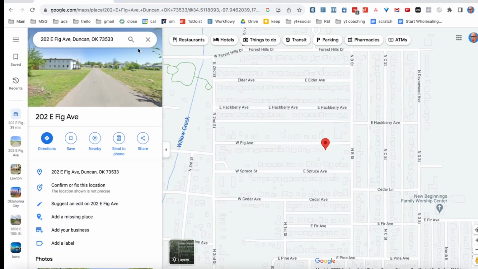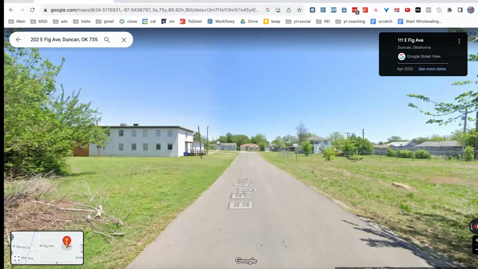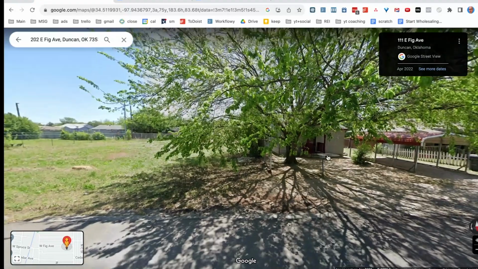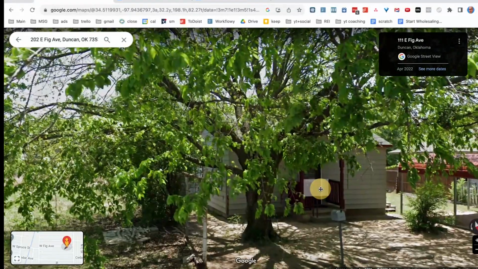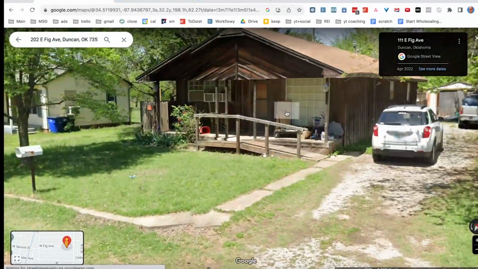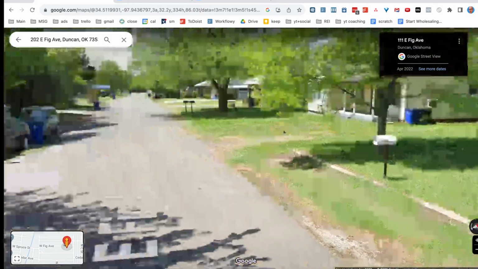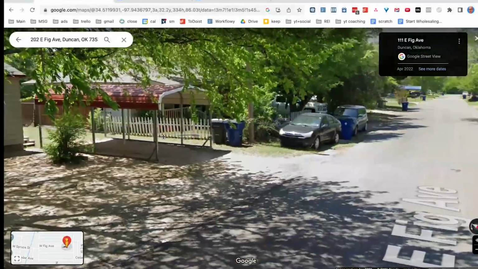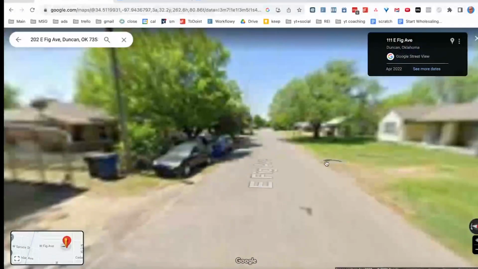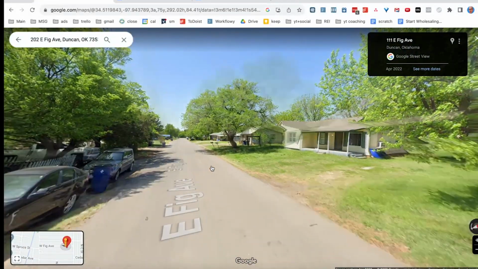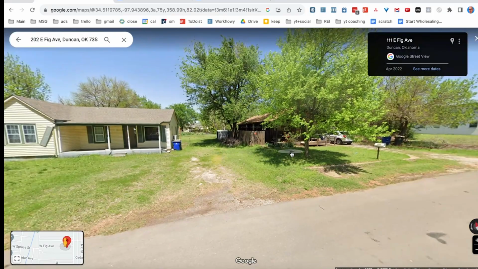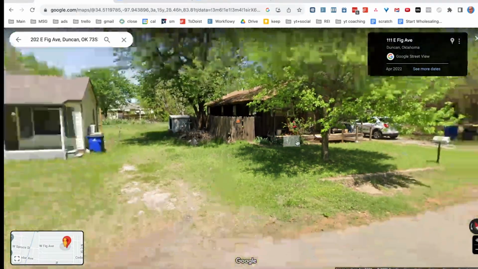Now, the issue with this one here, I believe it's that property there. It's a tiny little frame house. So you also have to consider, I don't know which one it is. So it either has to be this one or it has to be this one. Either way, they're both crappy, right? Because they're just like frame houses.